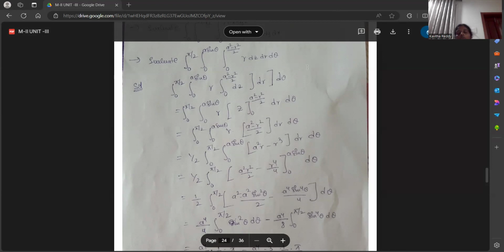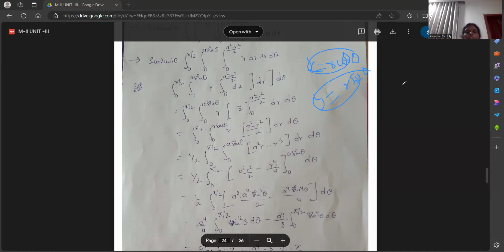You know that x equal to r cos theta, y equal to r sine theta. So integral of 0 to pi by 2. Here what you have to write, first what is there: x equal to r cos theta, y equal to r sine theta. These two are called polar forms. Then it is r.